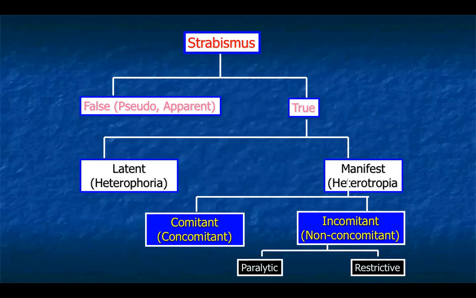The last type of strabismus is the incomitant strabismus or the non-concomitant strabismus, which could be due to muscle paralysis or paralytic or muscle restriction or restrictive strabismus.